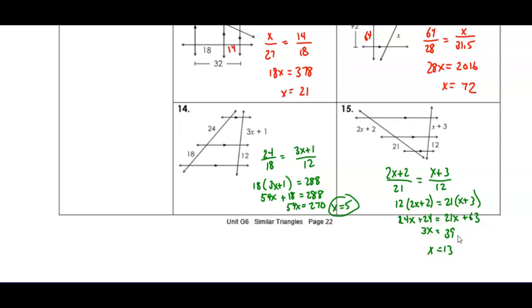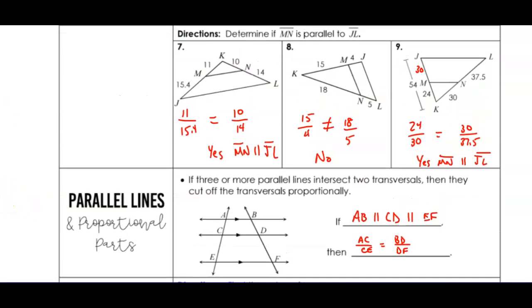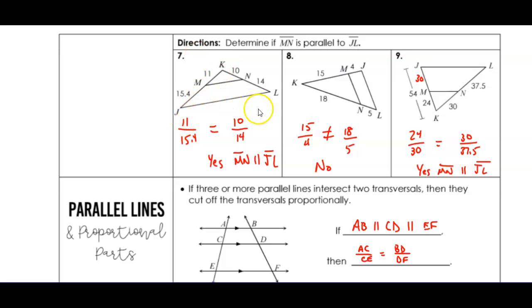All right, so for all of these problems, what we want to be doing is concentrating on finding the parallel lines. If the parallel lines are there, then we will set up a ratio. And if we're trying to test for parallel lines like we were at the top of this page, all we need to do is try each ratio to see if they equal each other.